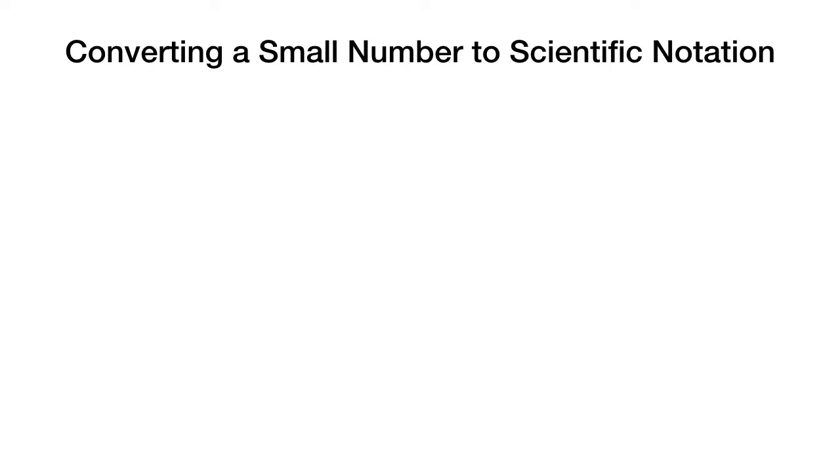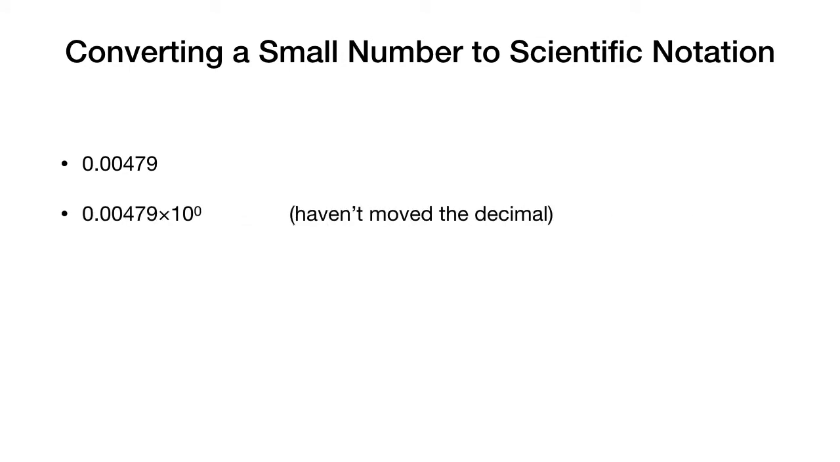Likewise, let's do an example converting a small number to scientific notation. We'll start with this number. Okay, so when we start, again, we haven't moved the decimal, so we're times 10 to the 0 power. There's no decimal point moving yet. Now we're going to move the decimal point over by 1. So we're multiplying this number by 10 to the negative 1 power because we're going to have to move the decimal to the left to get our final answer.